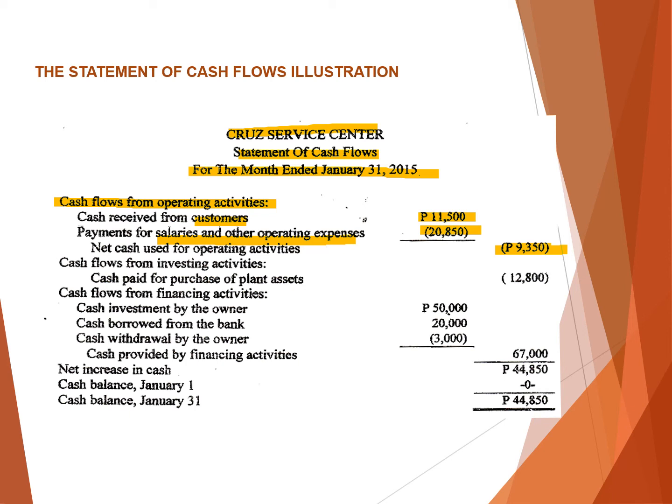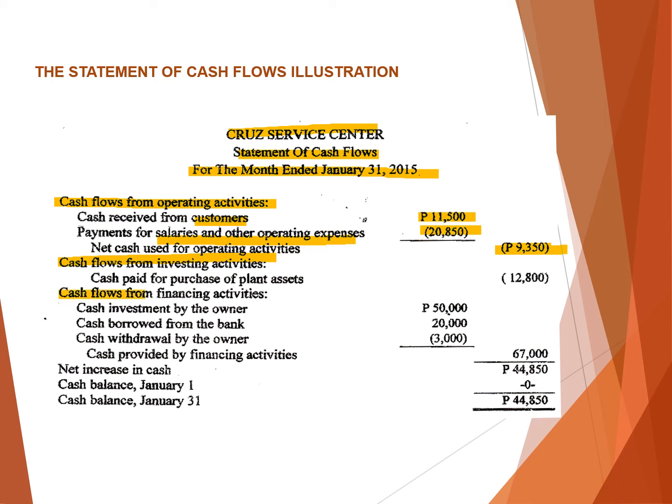Same goes with the investing activities. Here, isa lang, nagbayad lang. So, tandaan nyo pagka nagbayad or outflow, lumabas yung pera, naka-close in parenthesis. Ibig sabihin kasi ng deduction. Okay? So, dahil siya ay binayad, that's why it is enclosed in parenthesis, yung 12,800.